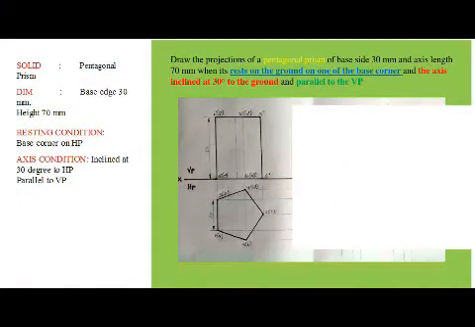So the given solid is a pentagonal prism. The base dimension is 30 mm and the height is 70 mm. See the resting condition: it is resting on the corner on HP. See the axis inclination condition: the axis is inclined 30 degrees to HP and parallel to VP. So the axis is inclined to HP and parallel to VP means make the axis perpendicular to VP without altering the VP conditions, so that you will get the true shape in the top view.